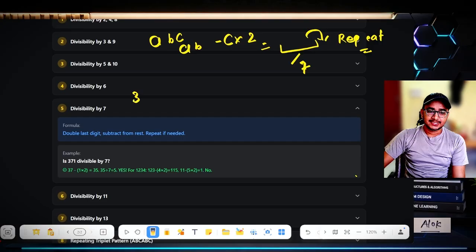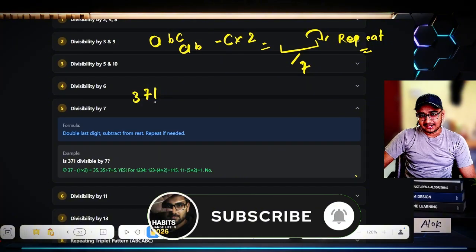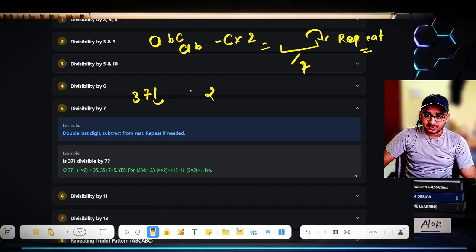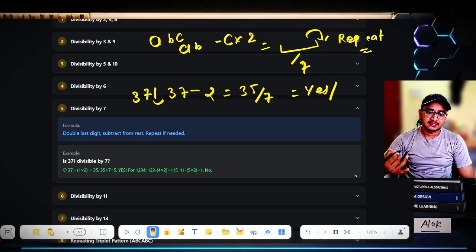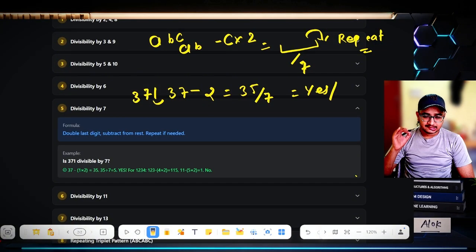So let's take an example of 371. Double the last digit and subtract it from 37, and you will get 35. Then you have to check if 35 is divisible by 7 or not. If it is divisible by 7, then 371 is also divisible by 7. If not, then you have to repeat it. If you still don't get it, then you have to say the number is not divisible by 7. Okay, I hope you got a clear understanding about this.